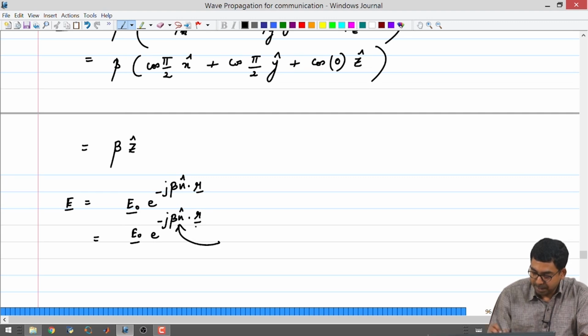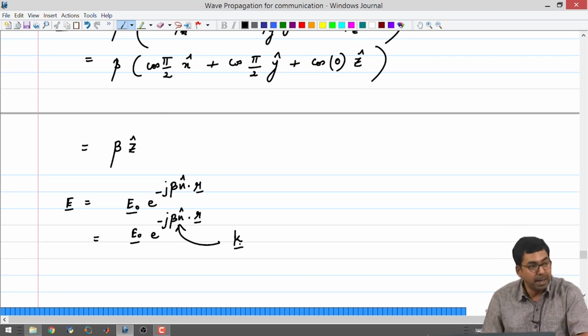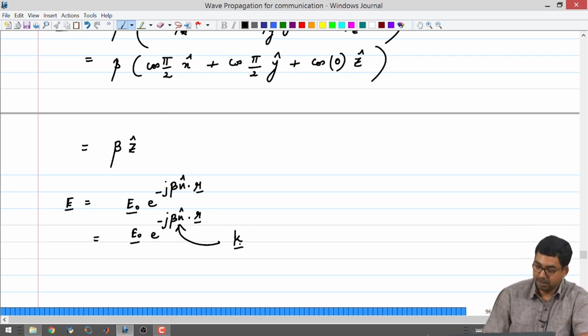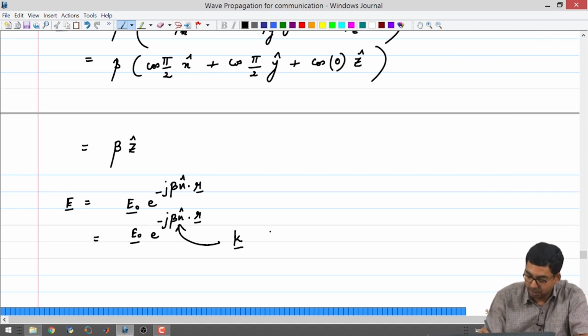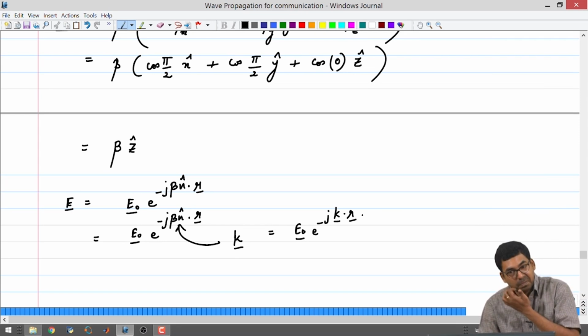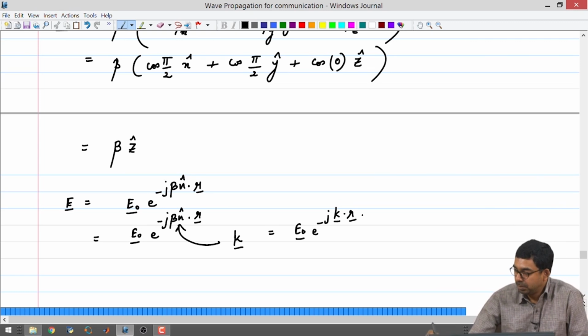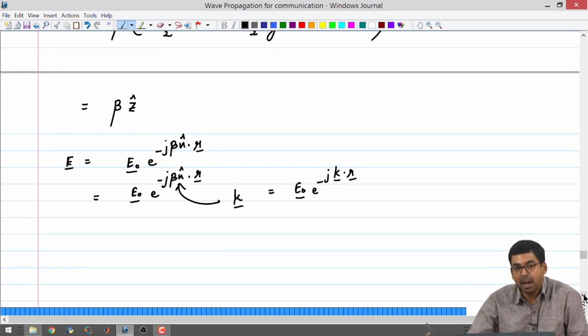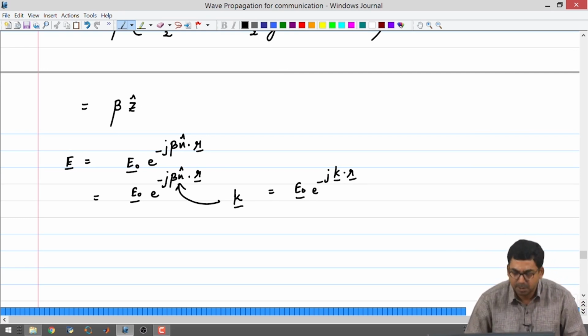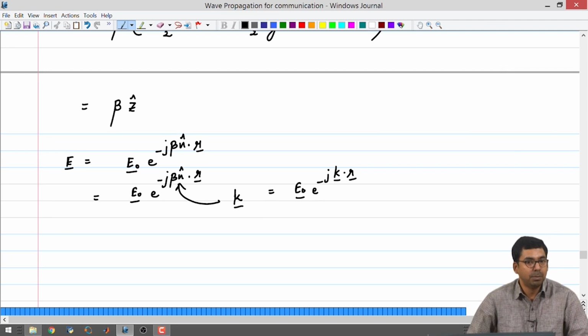Here we can say that the beta n hat that we have found is k. Beta is a constant, n hat is the normal to the surface that we have already found, that is the k. So, you could always write this down as e to the minus j k dot r. Now, r is going to be x x hat plus y y hat plus z z hat corresponding to the x y z coordinates of that particular point. This is how you will write down the expression for a plane wave in an arbitrary direction given a coordinate system.